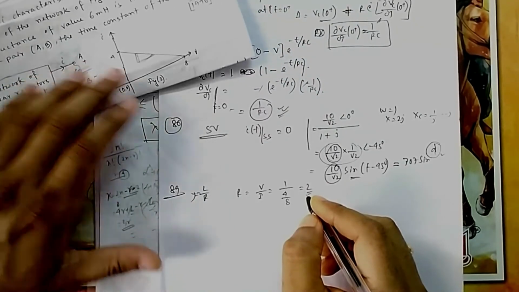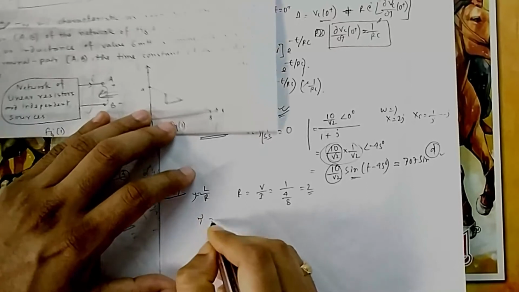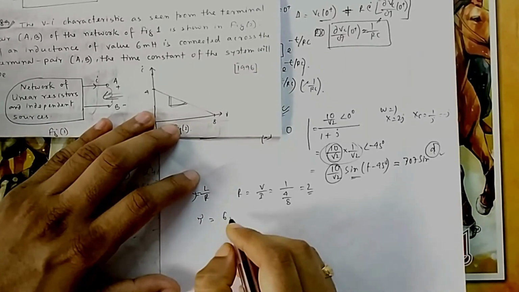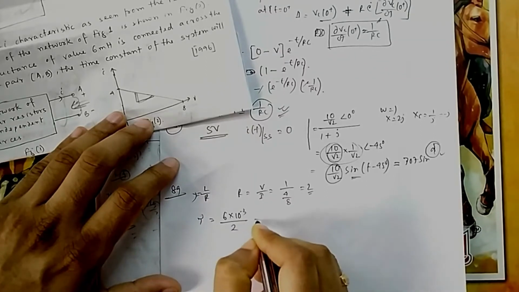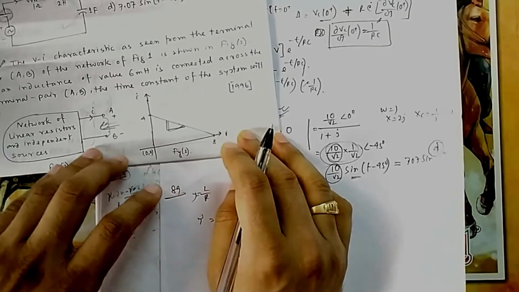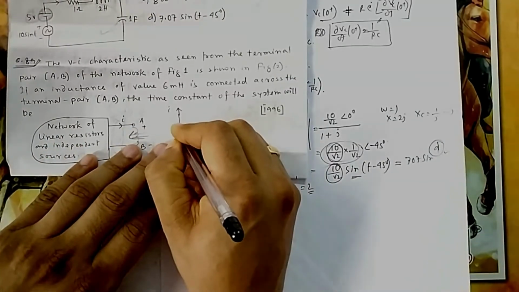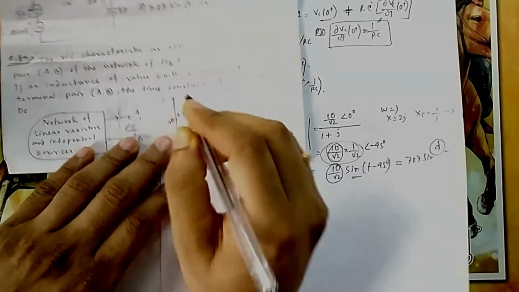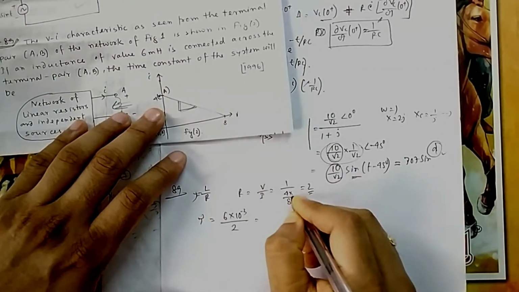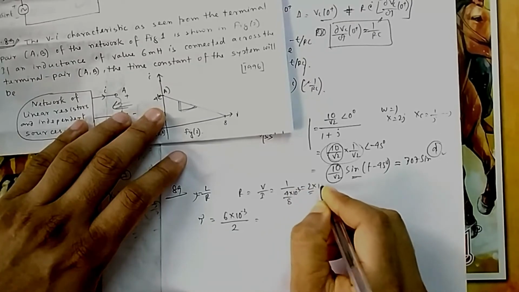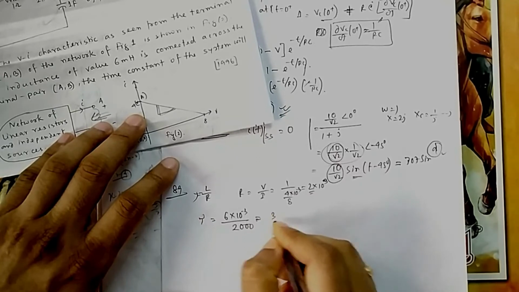Once you got R equal to 2, you can easily find tau. Tau is equal to 6 millihenry, 6 into 10 to the power minus 3, divided by 2. I think it is 4 milliampere. You just correct it, it is 4 milliampere. Do this correction in the question itself. So 4 milliampere means 4 into 10 to the power minus 3. So it will be 2 into 10 to the power 3, so it will be 2000. If you divide it by 2000, then it will be 3 microsecond.